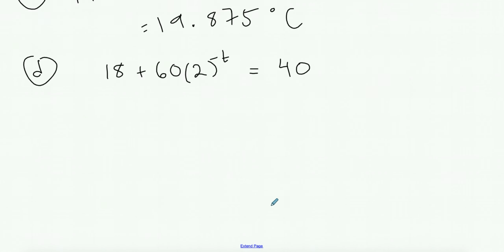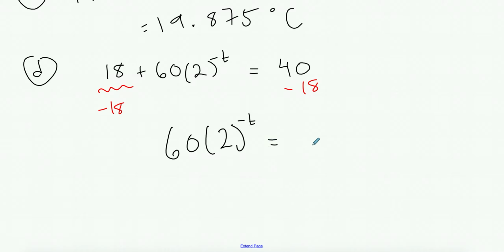And so in order to solve it, you'll first have to simplify. And you first need to deal with the c value first. So we're going to subtract 18 from both sides. And we're going to get 62 to the power of -t. And then that will be 22.